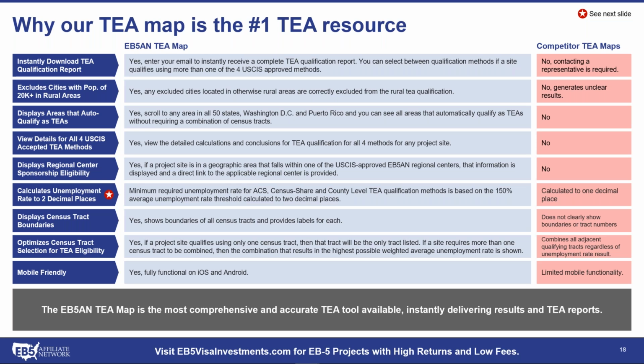Third, we auto display TEA eligibility. So if you just scroll through the map and you don't even put in an address, you can see all of the areas that automatically qualify as a TEA highlighted in orange. Then fourth, all of the 4 qualifying USCIS methodologies are all detailed on the site. So you can see all 4, and you don't have to go to any other data source or site to see maybe if there's some other way your site could have qualified.